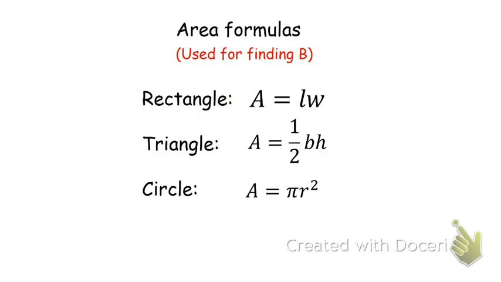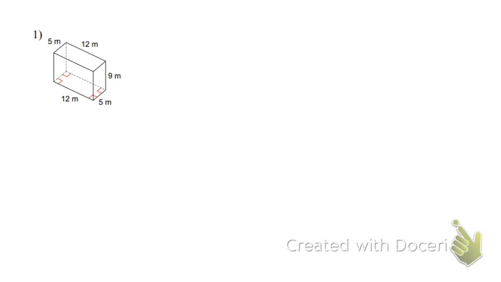Okay, so moving on. This should be the first problem of your practice test, and this is a pretty straightforward, easy one. It has a matching top and a bottom, so it's a prism. In fact, it's a rectangular prism. So we're going to use the formula volume equals capital B times H.